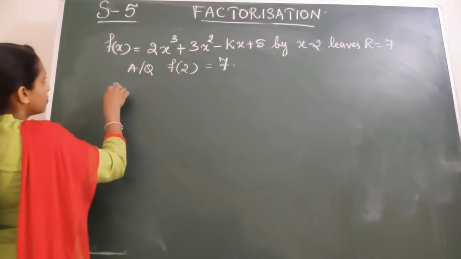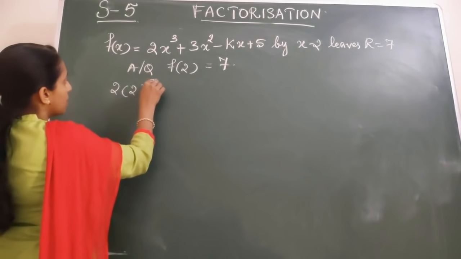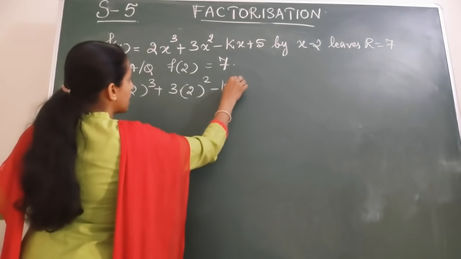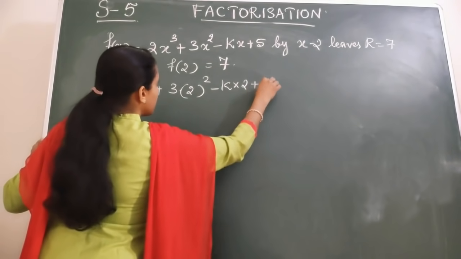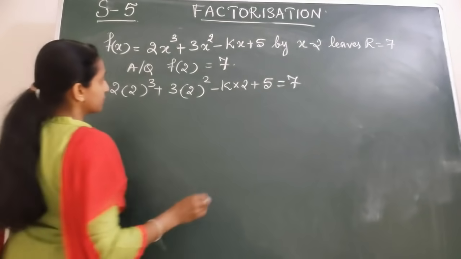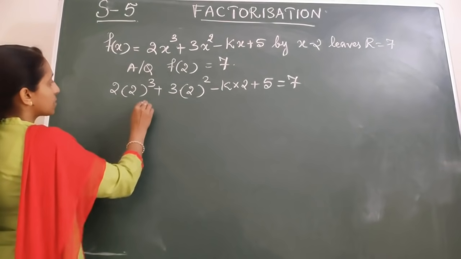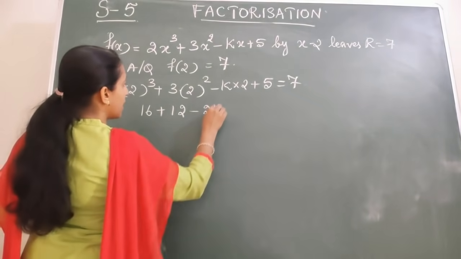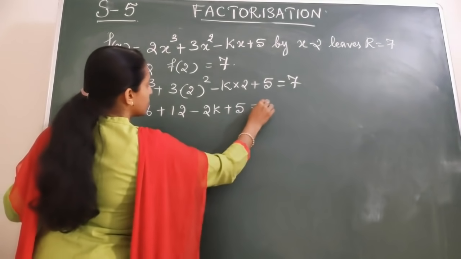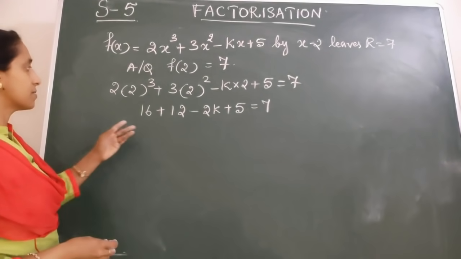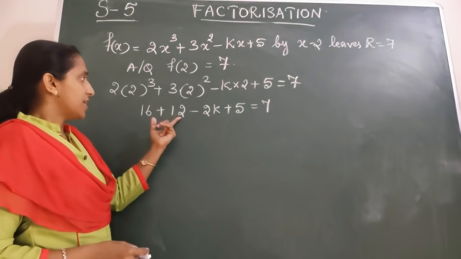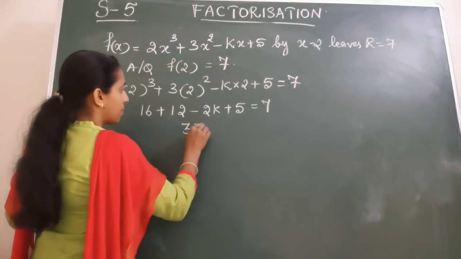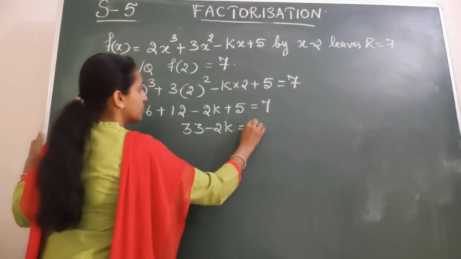That means 2 into 2 cube plus 3 into 2 square minus k into 2 plus 5 equal to 7. Right? So 8 2s are 16, 4 3s are 12, minus 2k plus 5 equal to 7. You will take out the constant terms. That means 28 plus 5, 33. 33 minus 2k equal to 7.